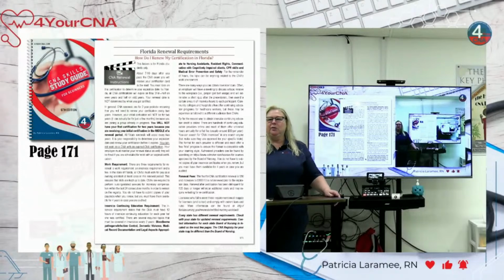Just make sure you don't renew if you don't have your continuing ed. Because if they audit you and you can't produce the certificates and they catch you, they will revoke your license. You'll never get it back. So they take that pretty severely.